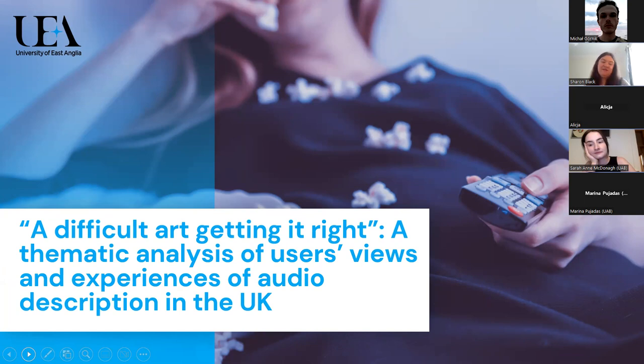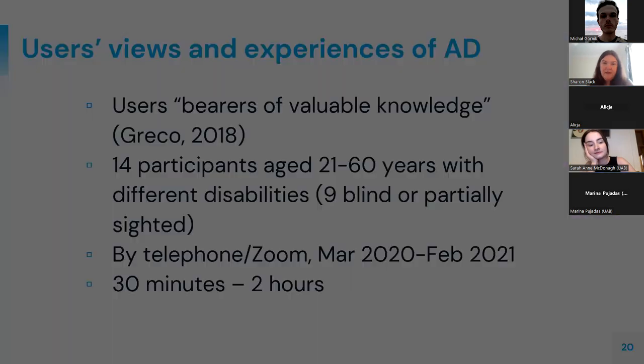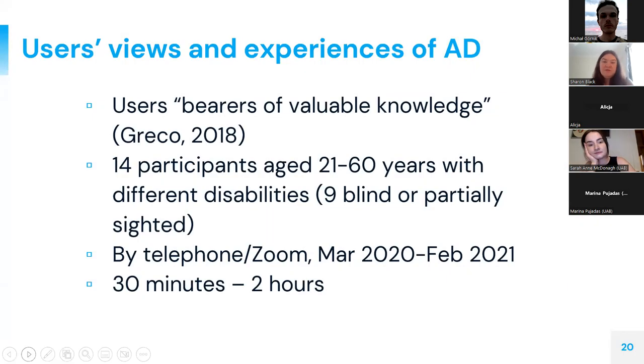The presentation was entitled A Difficult Art, Getting It Right, a Thematic Analysis of Users' Views and Experiences of Audio Description in the UK. This research was conducted with 14 participants aged 21 to 60 years with a range of different disabilities. 9 of the participants were blind or partially sighted, but there were also participants with a range of different disabilities, including dyslexia and cognitive disabilities.